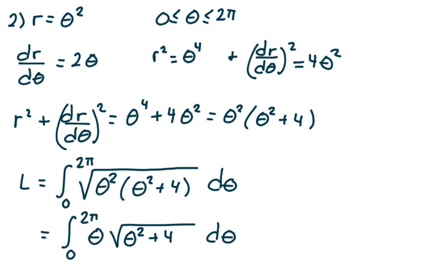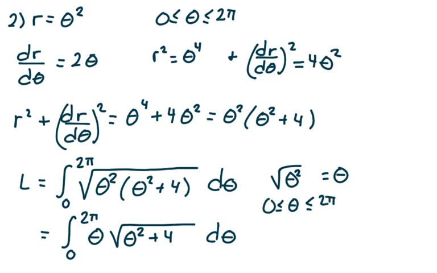I'm going to factor out the theta squared, and so I end up with theta squared times the quantity theta squared plus 4. And so L is the integral from 0 to 2 pi of the square root of theta squared times theta squared plus 4 d theta. But theta is in between 0 and 2 pi, right? And so keep in mind that the square root of theta squared is equal to theta, where theta, again, is in between 0 and 2 pi.